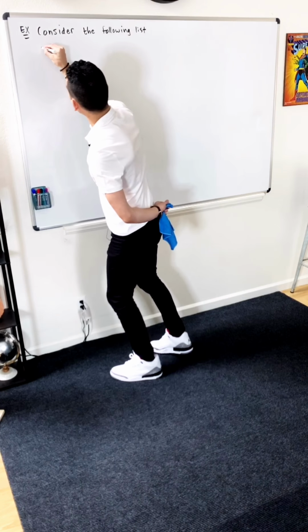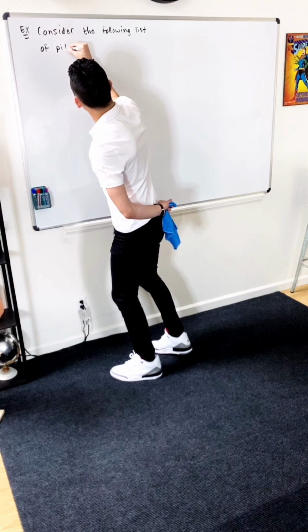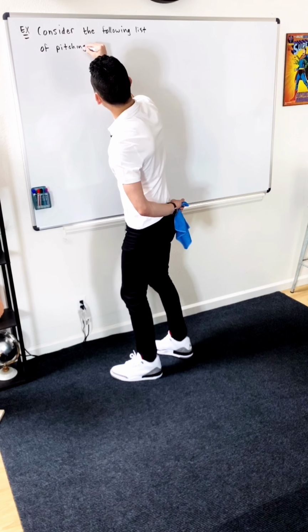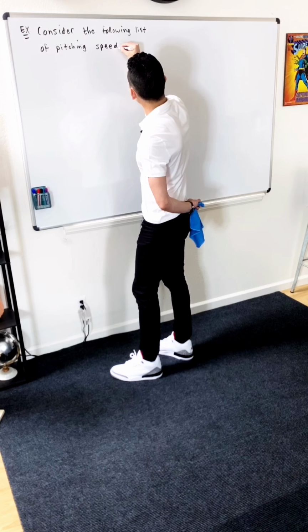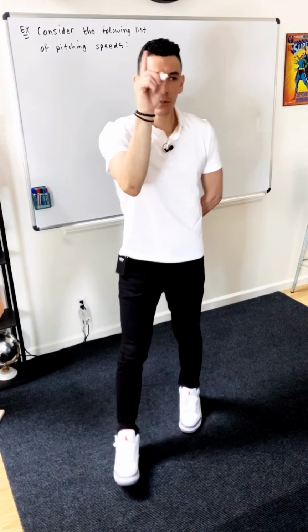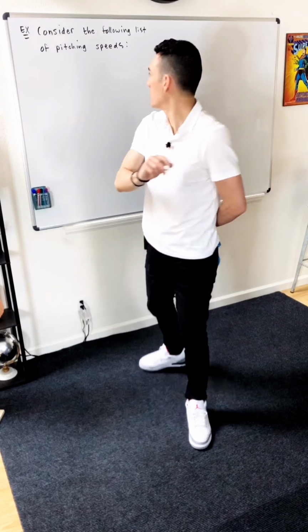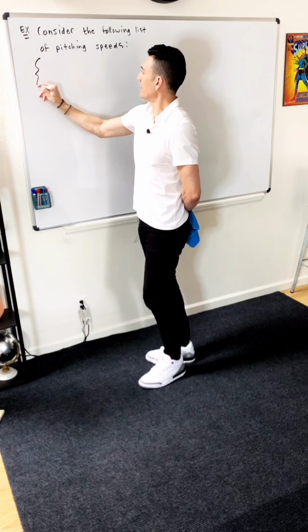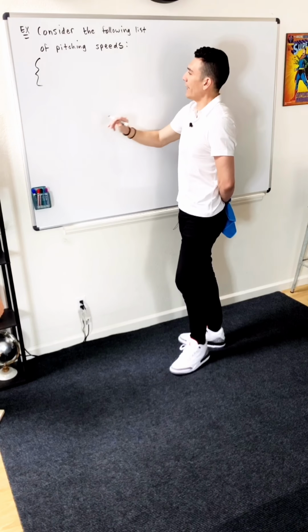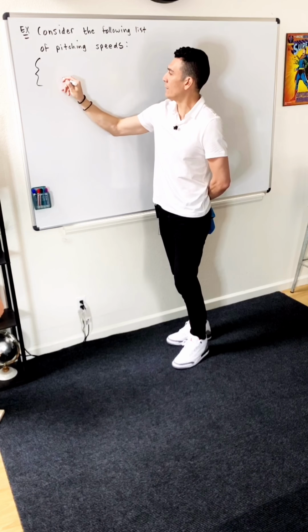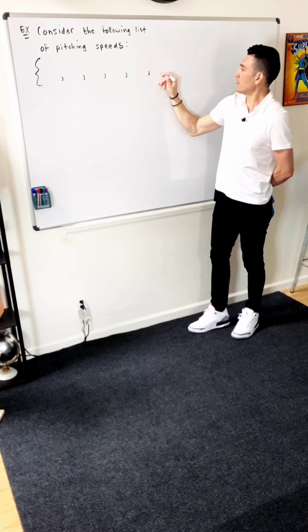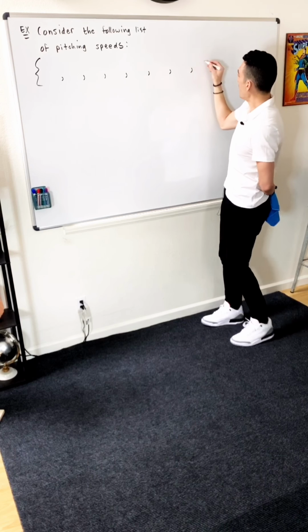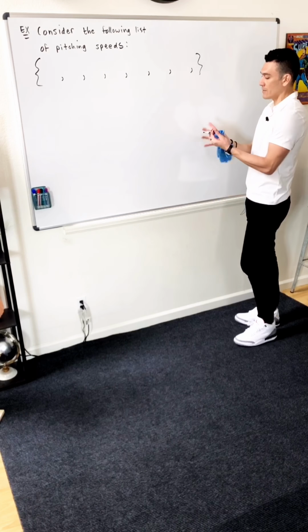Of pitching speeds. Now, let's say that we wanted to gather 8 pieces of information. So I want 8 data values. So open up a set here, and for 8 data values, we have 1, 2, 3, 4, 5, 6, 7 commas, right? We have 7 commas here.